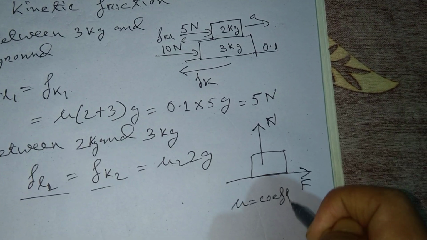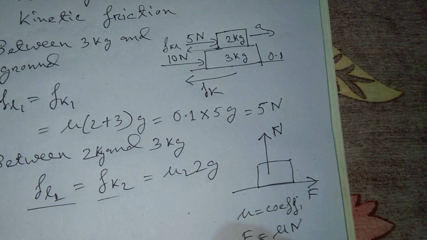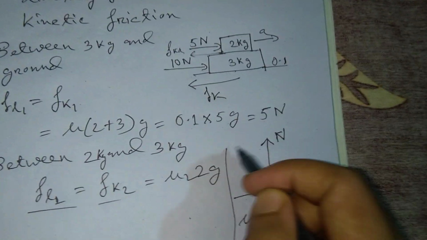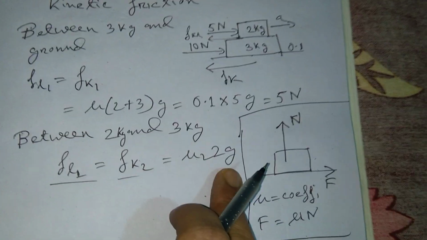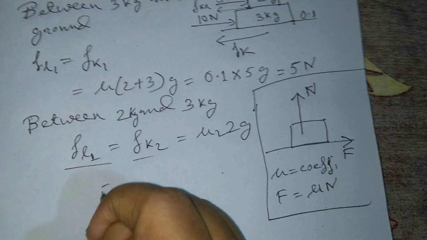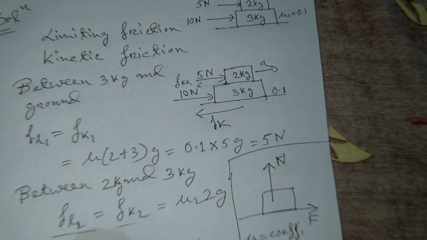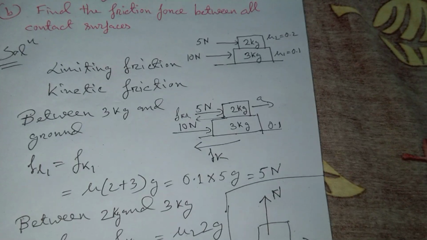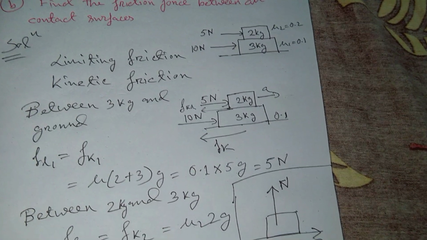So what is the formula? F is equal to mu N. This concept is very important for solving frictional problems. So mu2 into 2g: the mu2 value given is 0.2, into 2 into g. So it is 4 Newton.